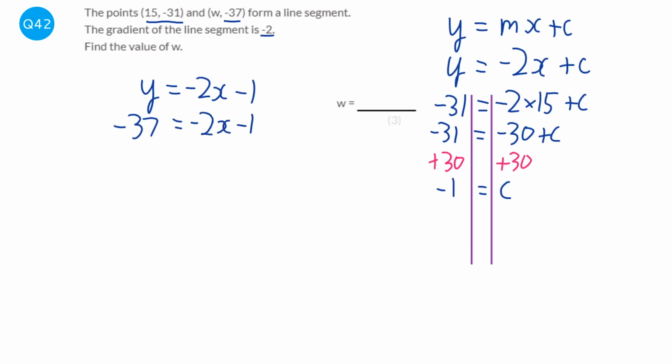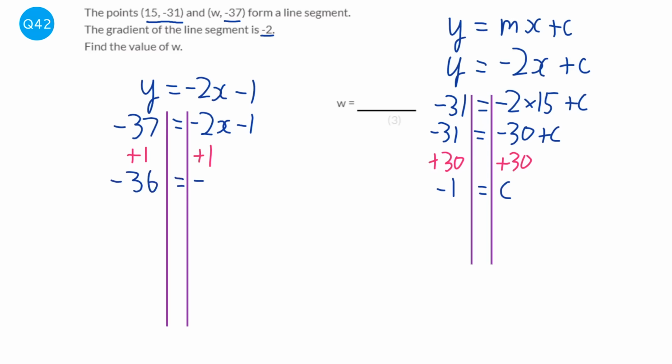So let's get our solving lines in. Okay, so the first thing I'm going to do is add 1 to both sides. And so it would be -36 equals -2x. I'm going to now divide everything by -2. And a negative divided by a negative is positive. 36 divided by 2 is 18. And then obviously that gets rid of the coefficient of the x, so it's just x. So x equals 18. So the x value is 18, and the x value is the w value.